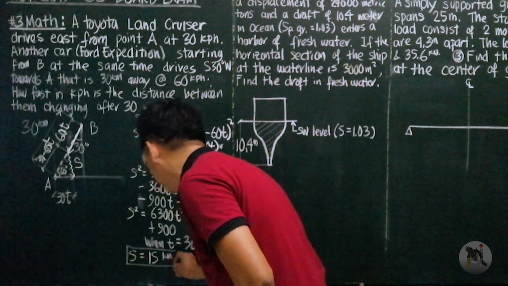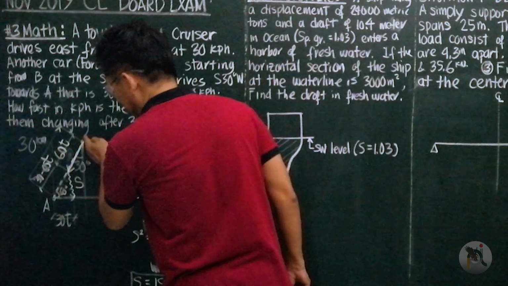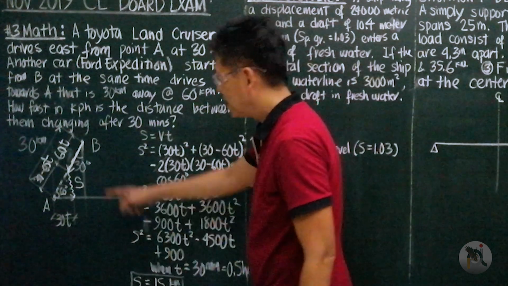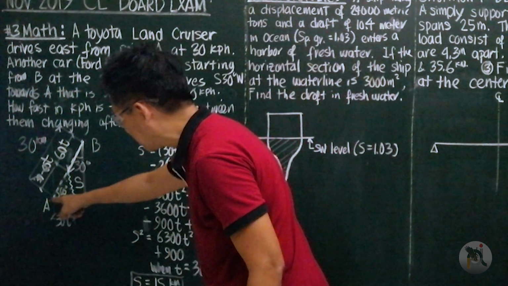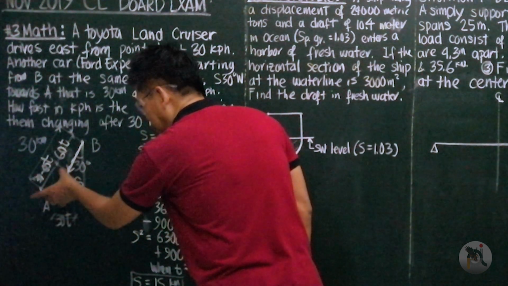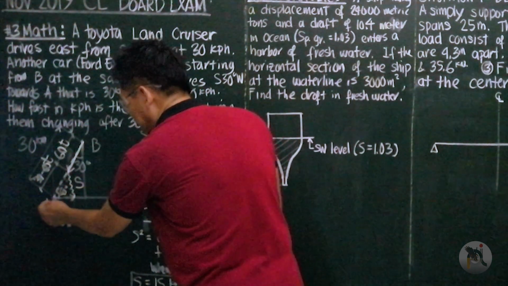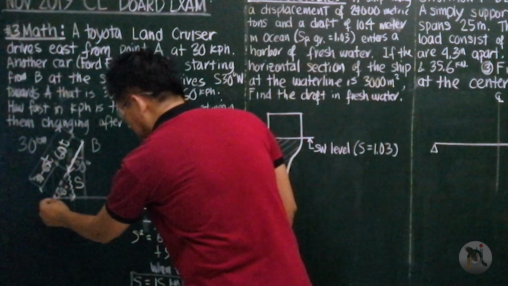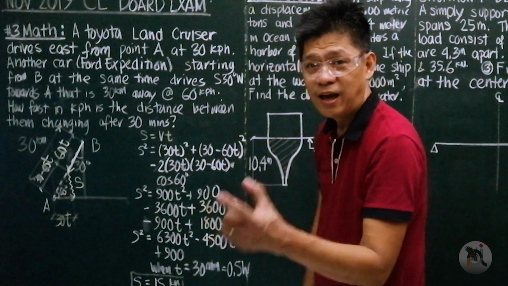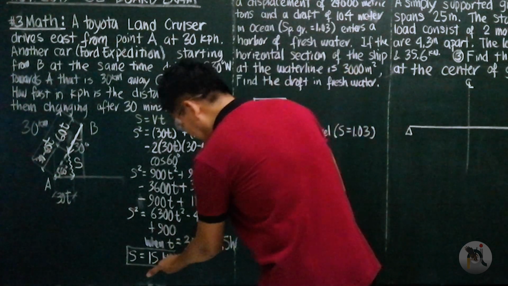Or by simple common sense, 60 times 0.5 is 30. So 30 is this one. After half an hour, the car starting at B is already at A. And 30 times 0.5, that is 15. So this would be the position of the Ford Expedition, while the position of the Toyota Land Cruiser is 15. So they are 15 kilometers away after 0.5 hour. Okay, so S is 15.